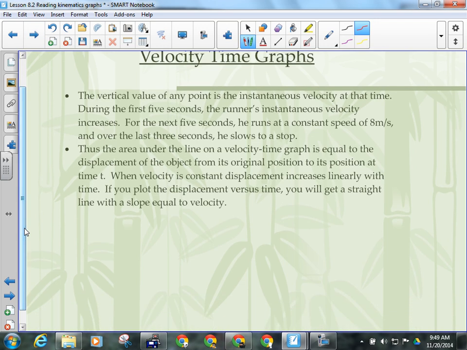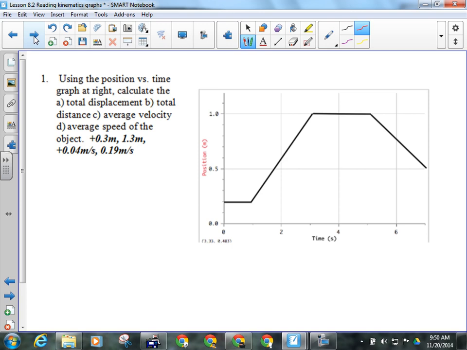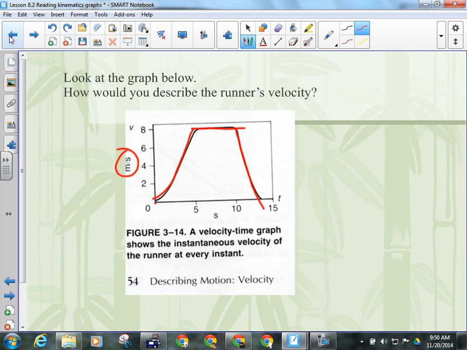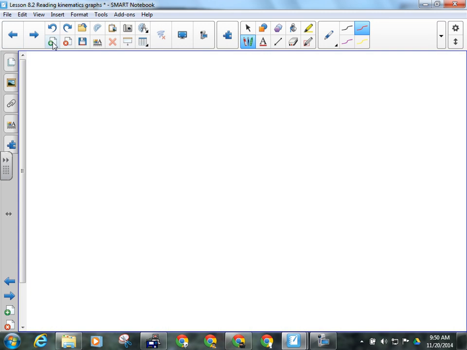In terms of what we can calculate from our velocity versus time graph. Now, the one thing that's not on here is how we calculate acceleration from a velocity versus time graph. Okay, so I want to quickly have a look at that here. We'll just make one up.